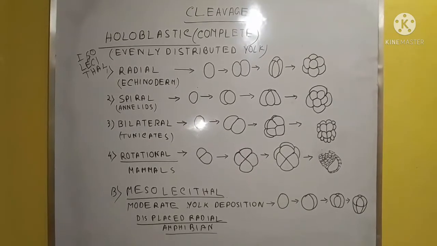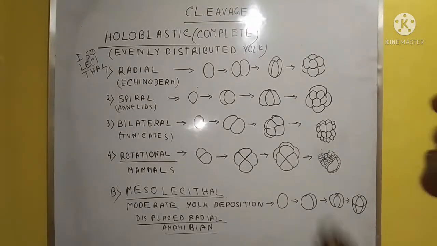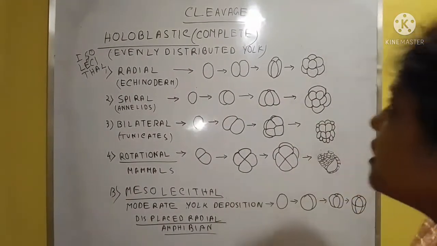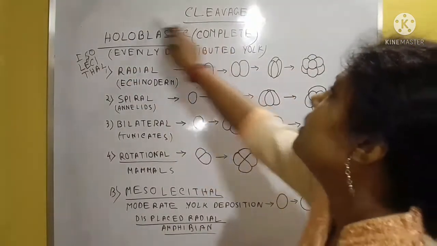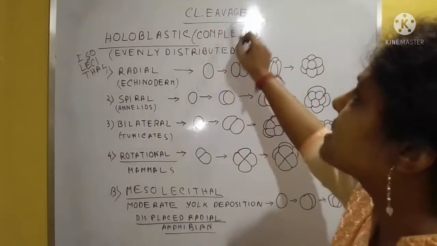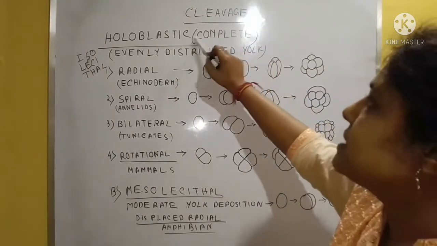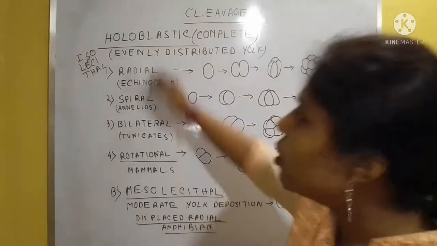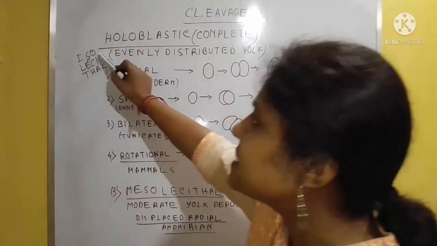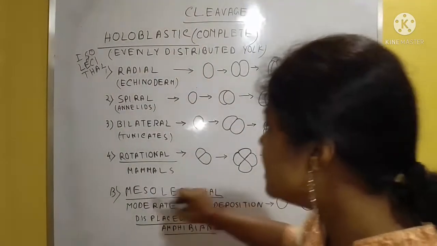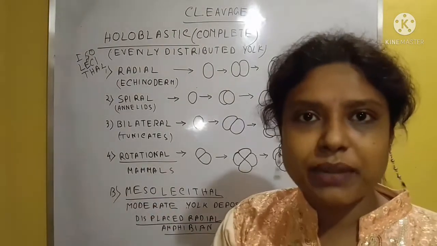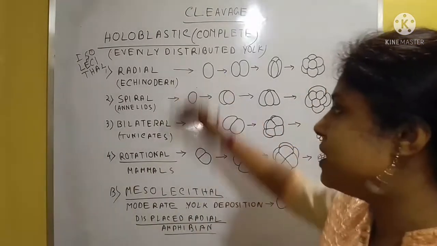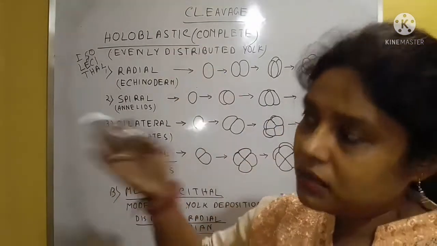Now these are the different types of cleavage pattern we see here. The first one is holoblastic. In holoblastic, the cleavage is complete. Under holoblastic, these are the types: one is isolecithal and the second is mesolecithal. There are other parts also, but the time is very short, so first we learn about these, and then we learn the other parts.